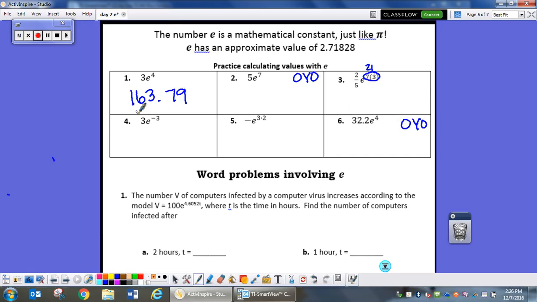Number 4, it's 3e to the negative 3rd power. So this is one where I would definitely use parentheses around the negative 3. And in number 5, I would key this in with parentheses. It's negative e to the 3 times 6 power, which you do know is 18. So that is what I would key in on my calculator. So when you turn in your paper, I will be checking 2, 3, 4, 5, and 6 to make sure you got the correct answer. Please make sure you round to the two decimal spots, which is to the 100th.